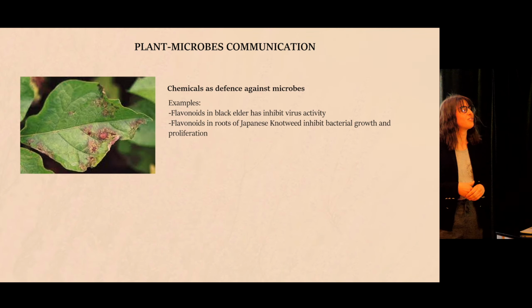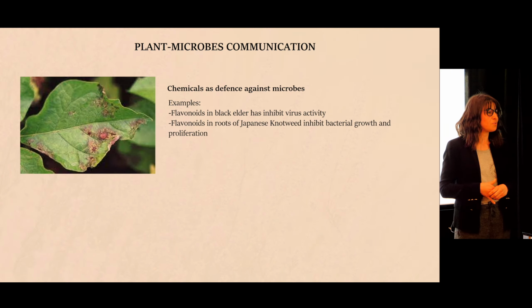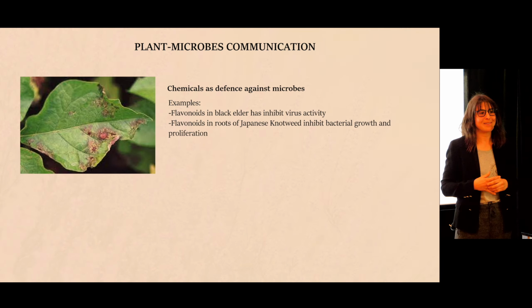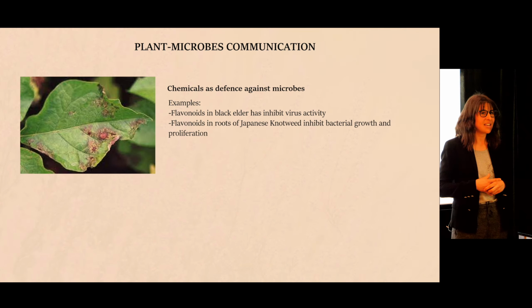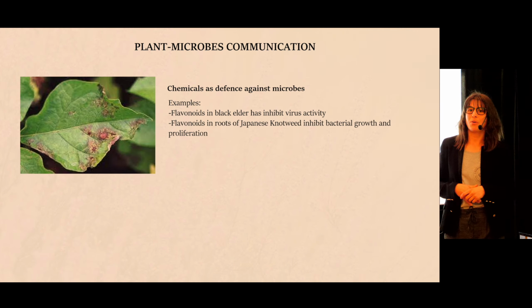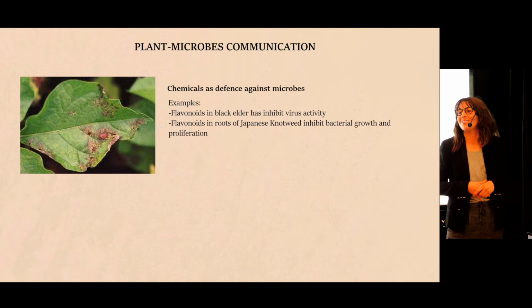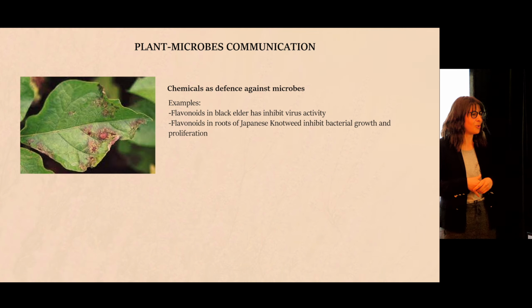So we have seen that plant chemicals can mediate communication between animals, and also between plants, but there are many invisible organisms in nature, such as microbes, and plants have also developed chemicals to defend against pathogen infection, for example. Flavonoids are strong chemicals which have antiviral and antibacterial properties, for example.